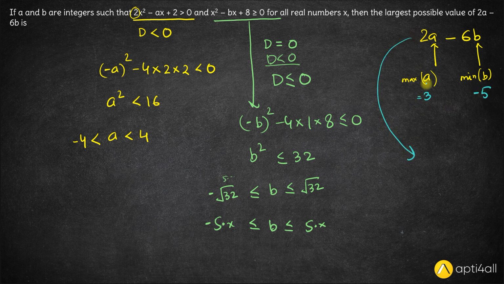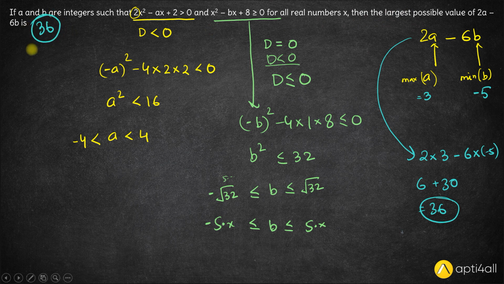Hence, the maximum possible value of this expression is twice of a, which is 3, minus 6 times b, which is −5. So we have 6, and this is plus 30. 6 plus 30 is equal to 36. So the maximum value of this expression is 36. Thank you.